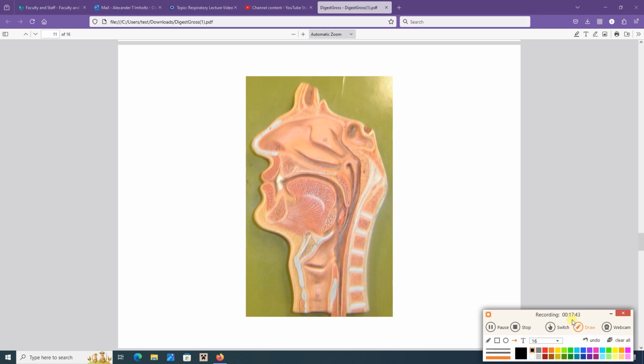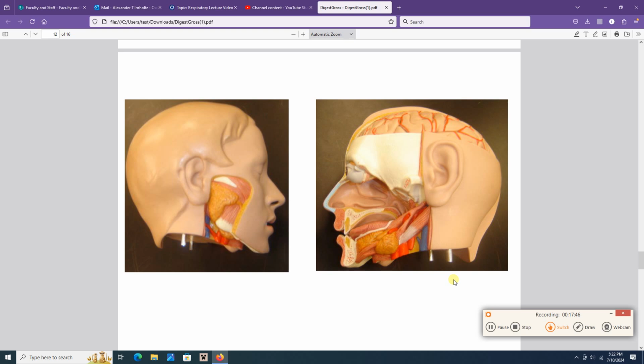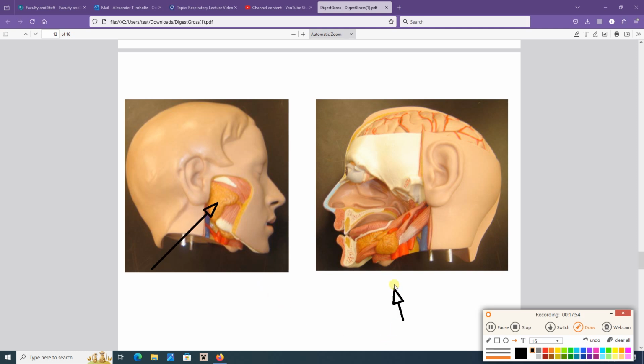Good stuff. If we switch it up, on this model, we can see our 3 salivary glands that we met. We got the parotid gland. We met him near the ear, the submandibular gland under the mandible, and the sublingual gland under the tongue. So we can see all 3 of those.